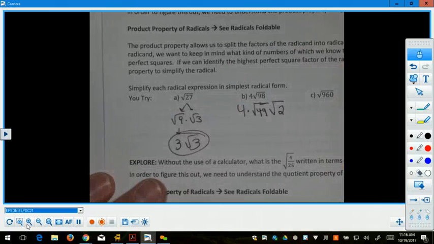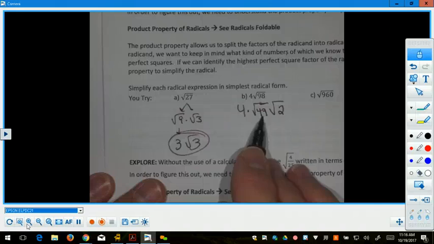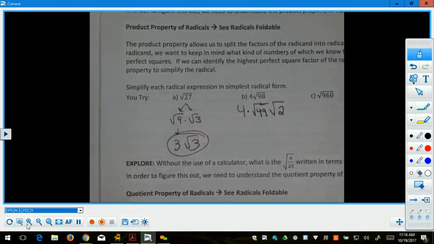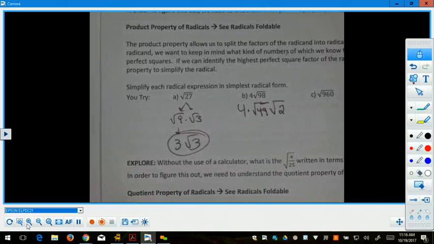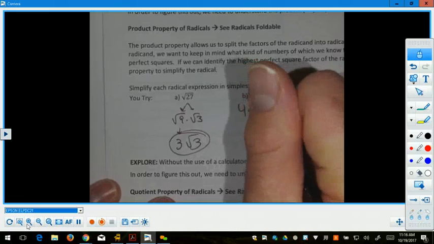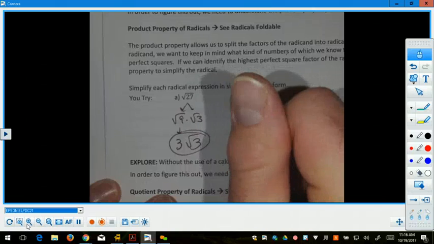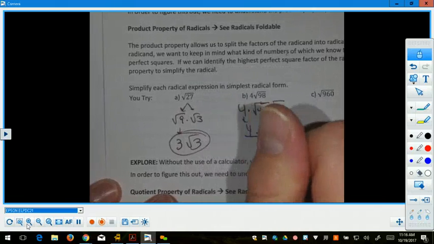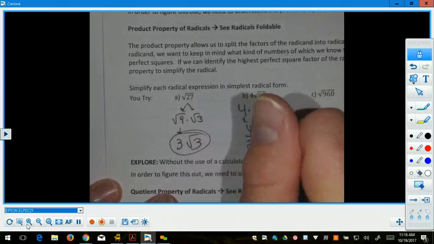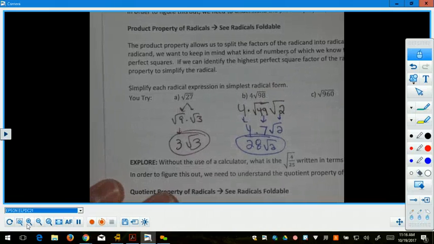49, right? Is that a perfect square? Yep, so it works. If it wasn't, I wouldn't want to use the 2 just to use a 2. Square root of 49 is 7. So this is 7 square roots of 2. But I bring down the 4 also. 4 times 7 is 28. So my answer is 28 square roots of 2.